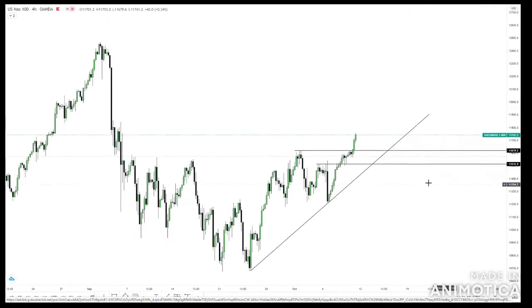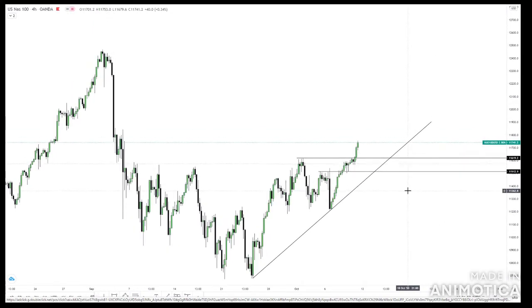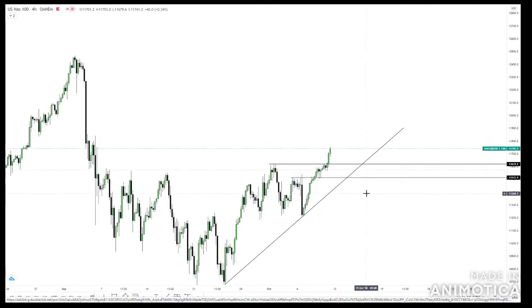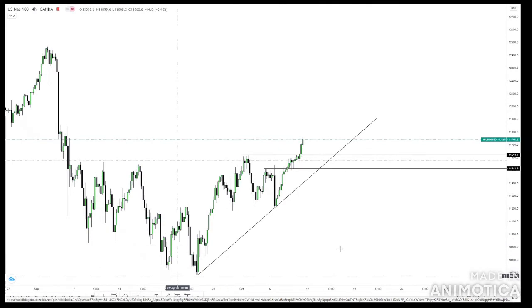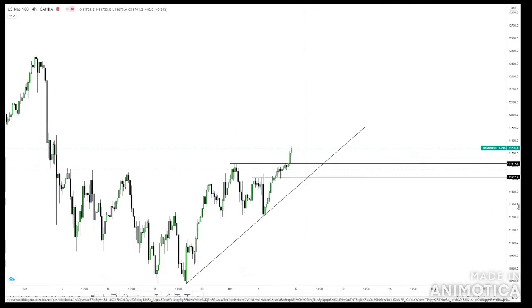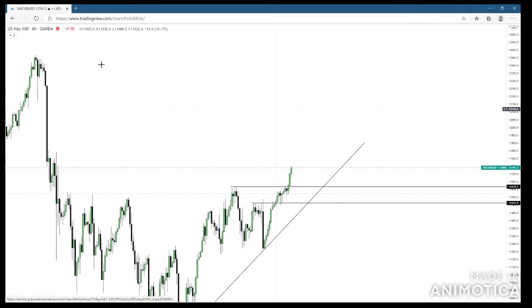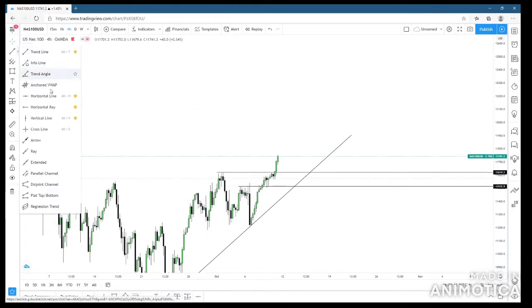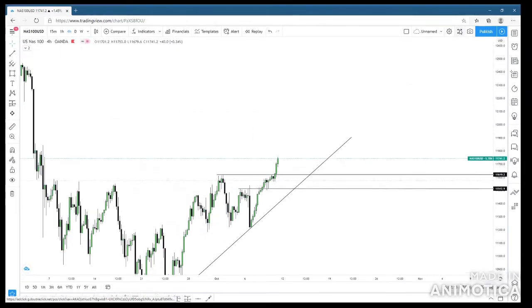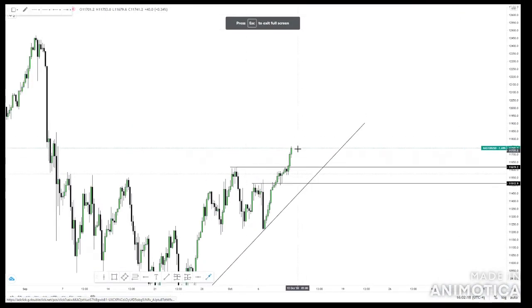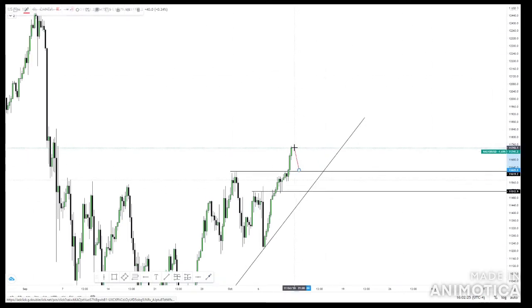So now what can we do from here? At this point, if you want to buy Nasdaq, I would say wait for price to push towards the downside. Let me just get the arrow out. I would say wait for price to push lower before you're looking to buy this.